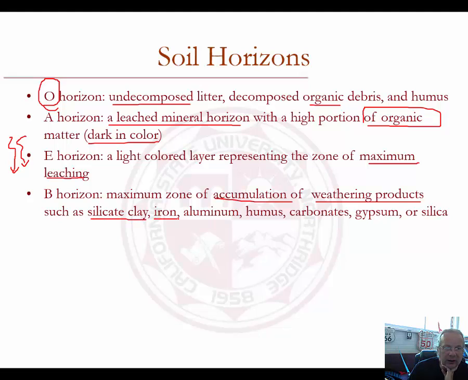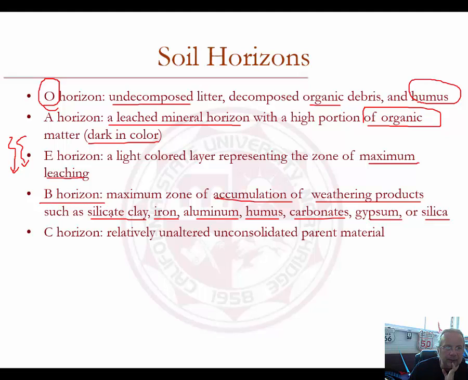The B horizon comes after the E, and it's the maximum zone of accumulation of weathering products. So the clays, irons, aluminums, humus, which is not the stuff you eat, but is the word that refers to sort of the detritus of decomposition. Carbonates, gypsum, silica, all of those things are eroded, made into tiny particles, all the way down to compound size, and they leach downward and accumulate in the B horizon.